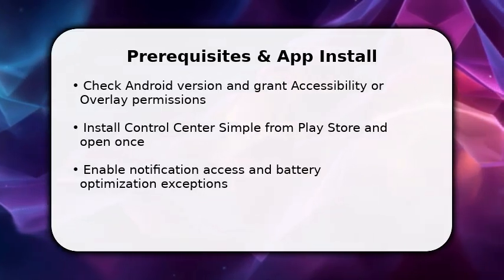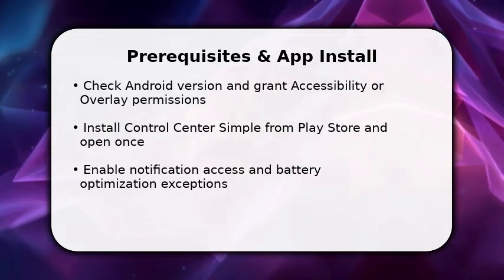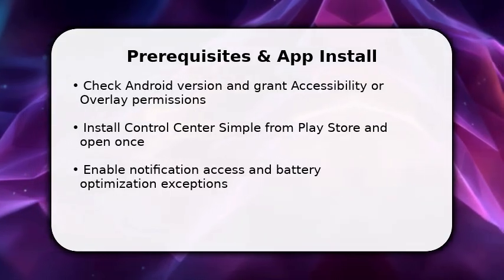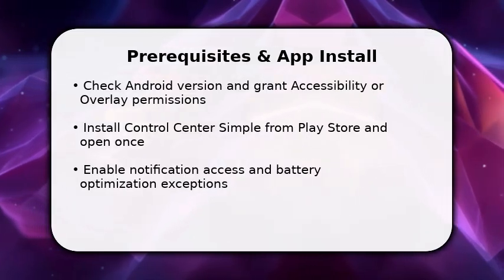Once installed, open the app to accept notification access and give battery optimization exceptions so it runs reliably in background. Make sure to sign in if the app requests an account. Otherwise, you can continue with local settings.